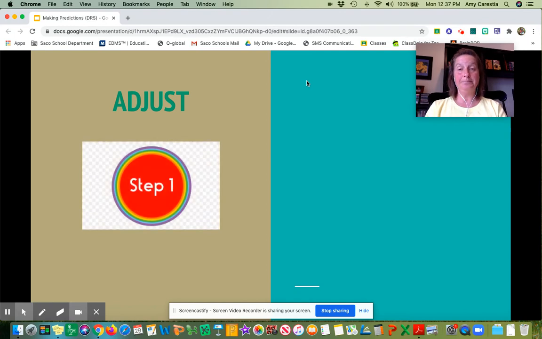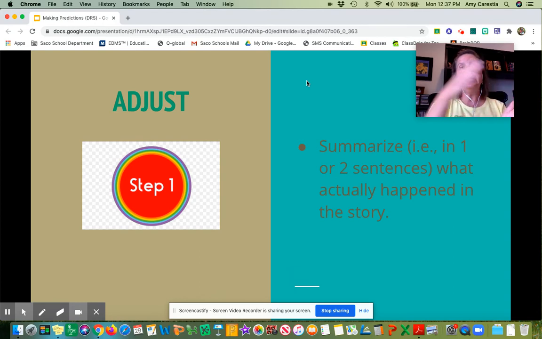So step 1, summarize, meaning 1 or 2 sentences, what actually happened in the story. So again, you've made a prediction the day before. As you're reading the next day, you find out that did not happen. I was completely off base, or I was inaccurate on a few details. Before you do anything, you want to write down, again, doesn't matter where, what actually happened in the novel that has to do with your prediction. This isn't a summary about everything you've read. It's about your prediction. That's why it's only a couple of sentences.